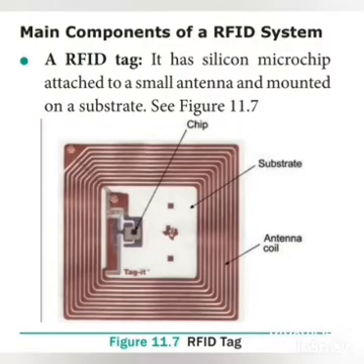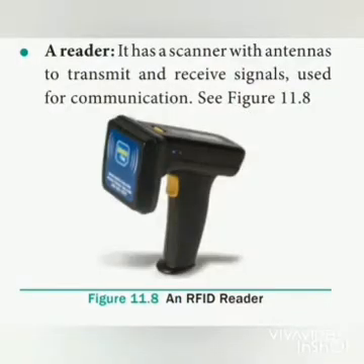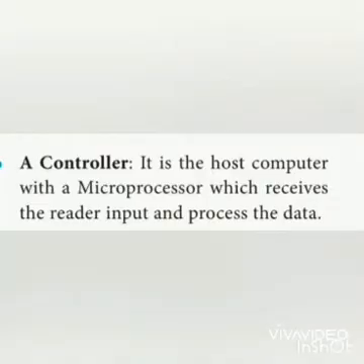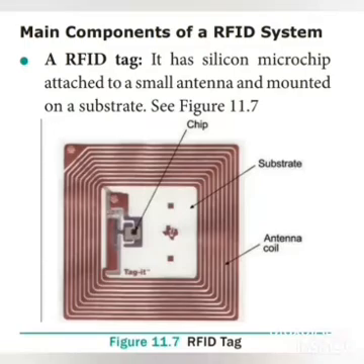Main components of RFID system. First one, an RFID tag. Next one, a reader. Third one, a controller, that is a host computer. RFID tag: it has a silicon microchip attached to a small antenna and mounted on a substrate. Okay. So this is RFID tag. It has a silicon microchip that is attached to the small antenna and mounted on a substrate.